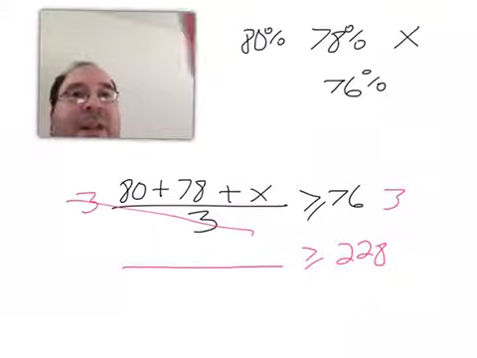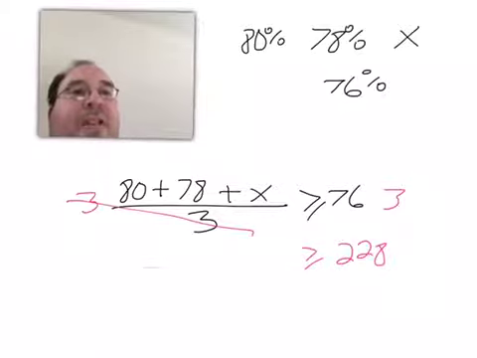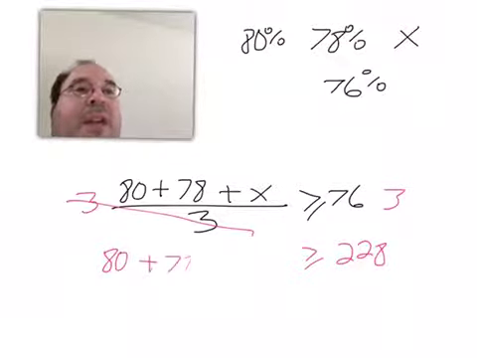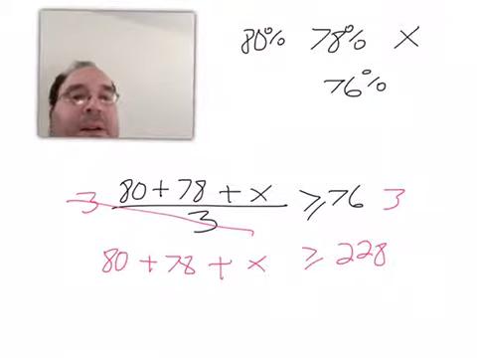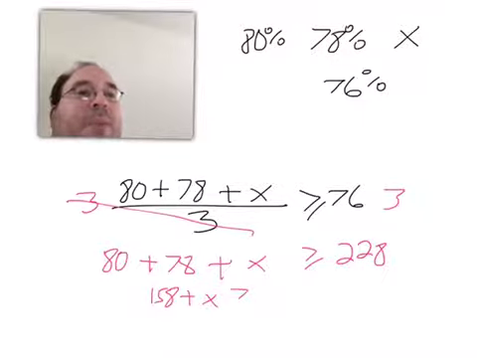Whoops, I guess I don't need that anymore. So then on the other side, I don't have a fraction anymore. I've got 80 plus 78 plus x, and then I have to subtract both of these. You could combine them first and then subtract, or you could subtract each one separately. I'll just combine them first. So 80 plus 78 gives me 158 plus x, and I want that to be greater than 228.